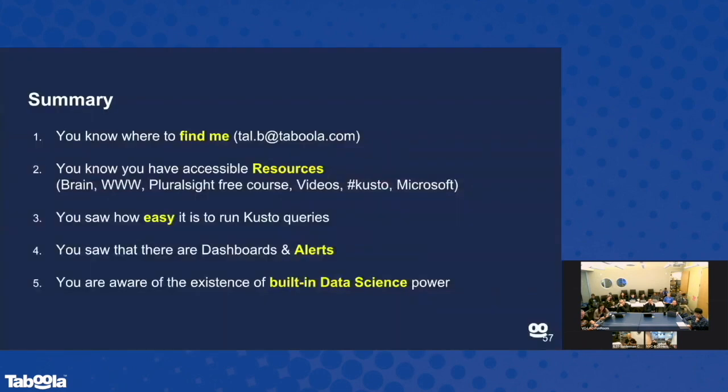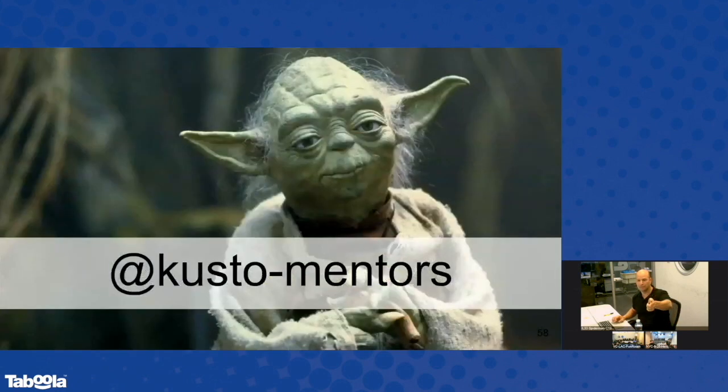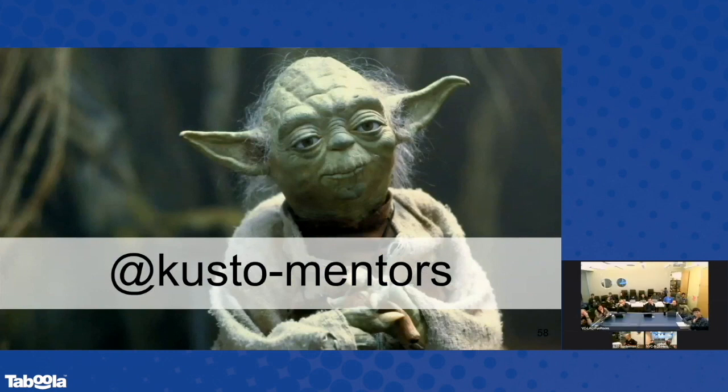So that's a summary. If you didn't catch everything, it's okay because you know where to find me. You have online resources in Brain. You saw how easy it is to run queries. You remember that alerts are better than dashboards. You can have beautiful dashboards, but alerts are the money time. And you have built-in data science for people that want to experiment with the wisdom of the machine. Okay? And always remember these guys, your mentors. And thank you, guys.